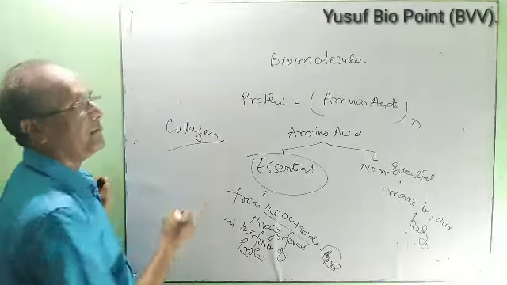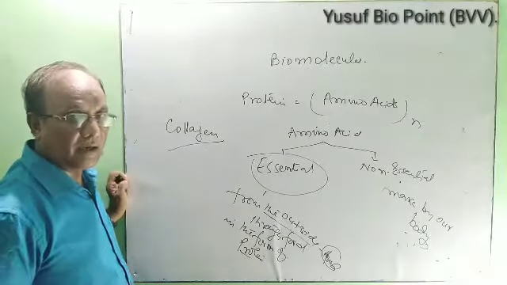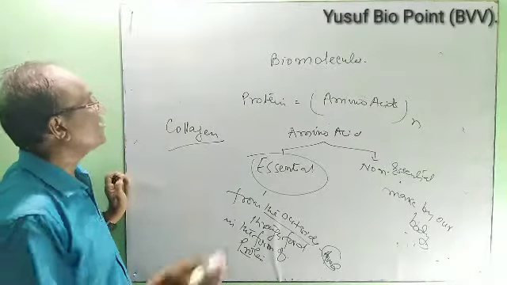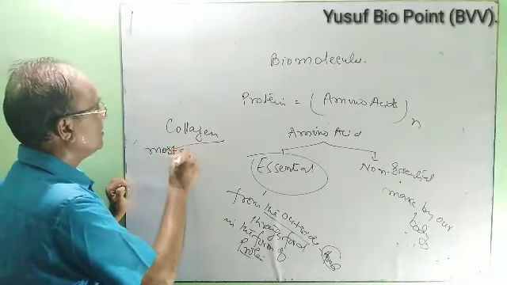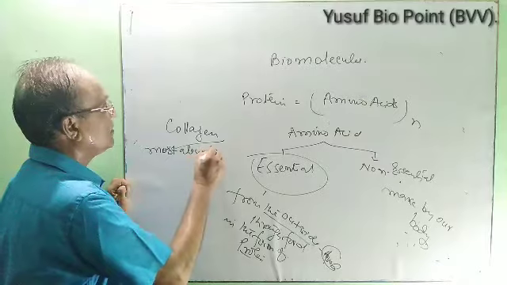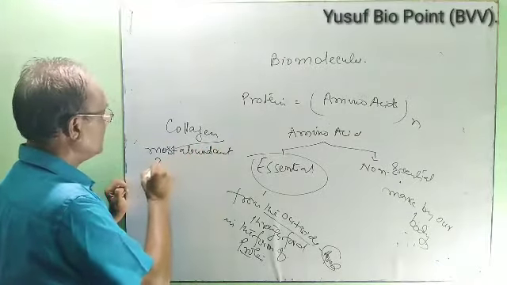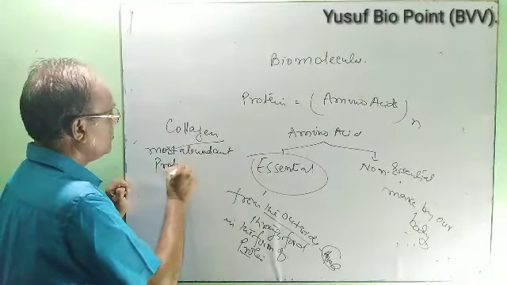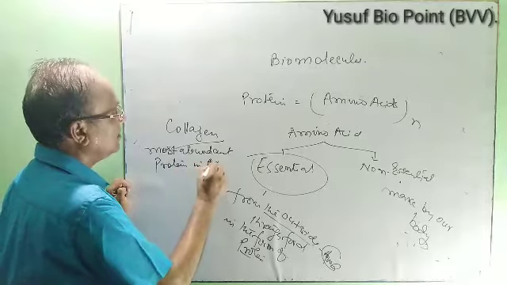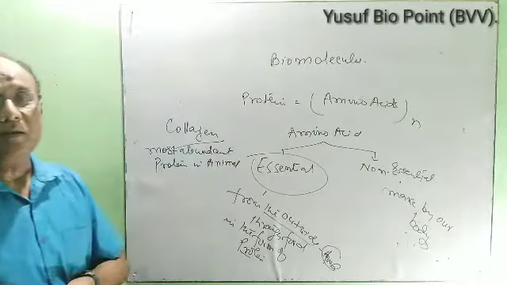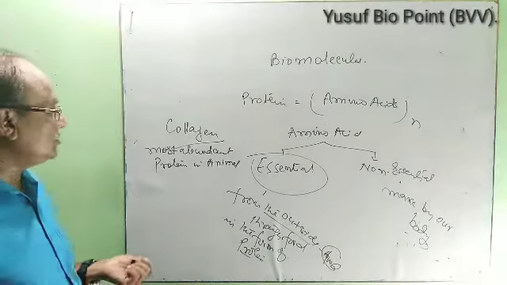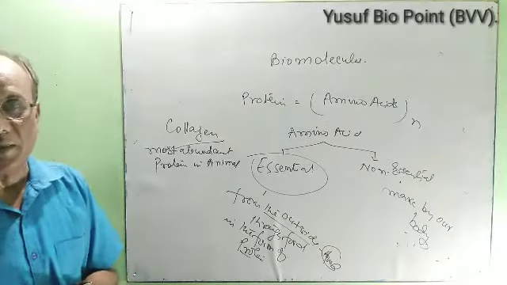Collagen is one of the most abundant proteins in animals. Abundant protein in animals. Collagen एक ऐसा protein है जो animals में बहुत ही ज्यादा पाया जाता है.